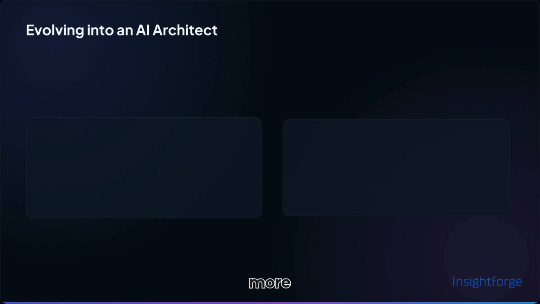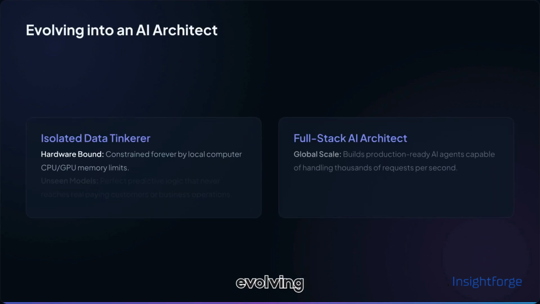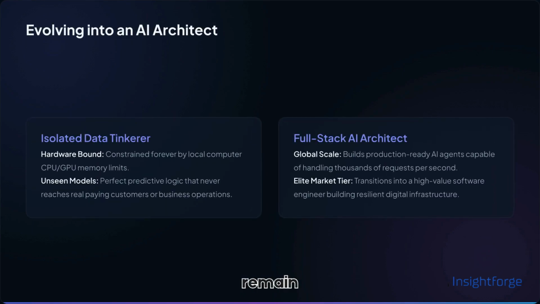This transition is about more than just software. It's about evolving your career. You don't want to remain the isolated data tinkerer, permanently hardware-bound with perfect models that nobody can see. By mastering this API-first pipeline, you evolve into a full-stack AI architect. You enter an elite market tier, building global-scale, production-ready AI agents capable of handling thousands of requests a second.